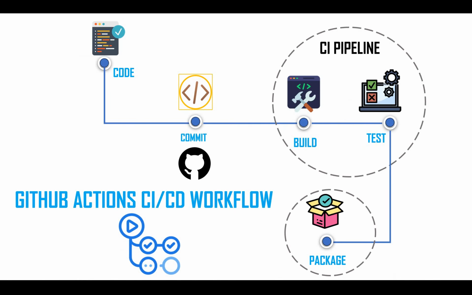So just to recap, this is what we did. We had the code, we did the commit, we made the changes, and it started the build and test pipeline, and then we also did the packaging, and we did all this using the GitHub Actions workflow. So you're not using any Jenkins or GitLab or any other kind of CI pipeline tool. We can use everything in GitHub Actions as well.